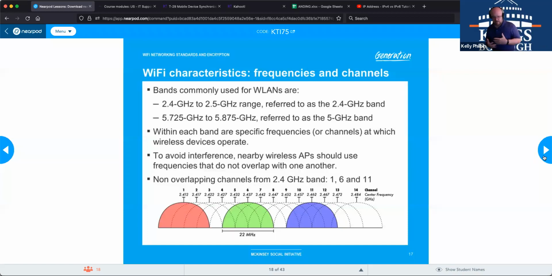And to avoid interference from other nearby wireless access points, this is a big one if you live in apartments, if you work in office buildings, things like that, we can't all be on the same channel, because if we are, then crosstalk starts to happen, right? It interferes with our signals. This is less of an issue on 5 gigahertz, but this is a pretty big issue with regards to 2.4. 2.4 only allows for 14 total channels.